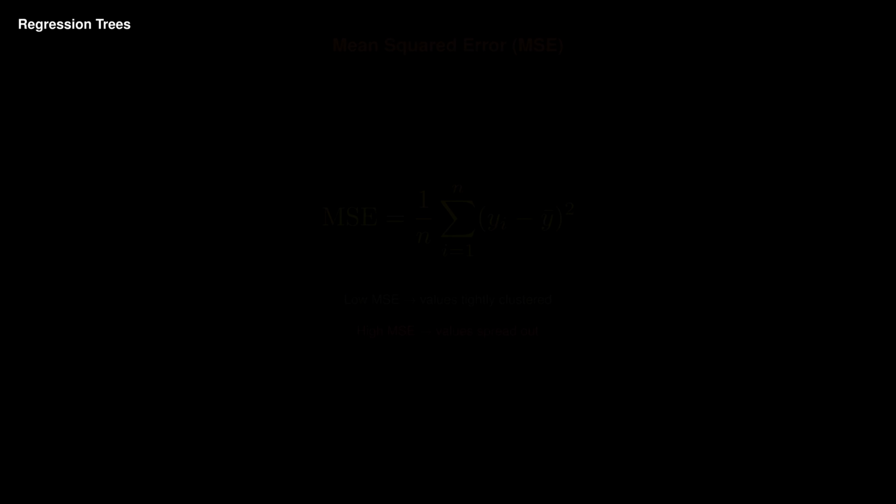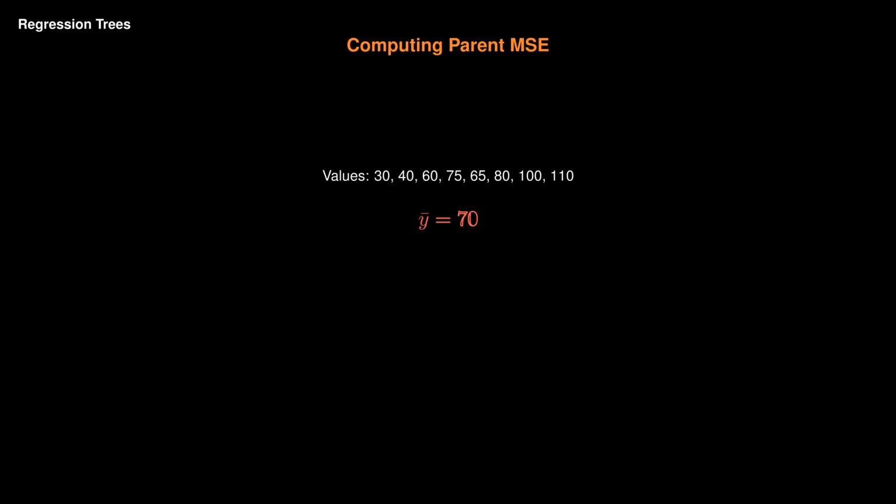Let's compute MSE for our dataset. The 8 values are 30, 40, 60, 75, 65, 80, 100, and 110. The mean is 70. Now compute these squared differences. 30 minus 70 squared is 1600. 40 minus 70 is 900. And so on for each value. Average them all. The parent MSE comes out to about 656. That's our starting point. Now let's try splitting on outlook.